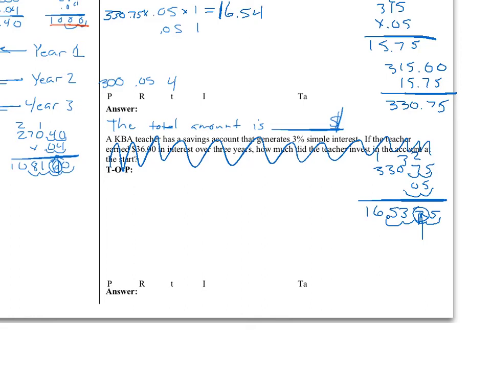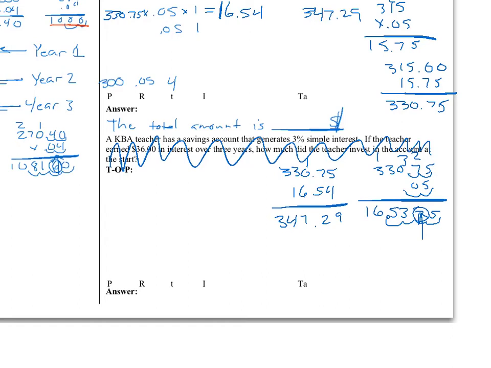And because I started the year with $330.75, and I was given $16.54 more of interest at the end of the year, $346.54. Make sure you carry that 1. We're going to get that we end the year with $347.29.